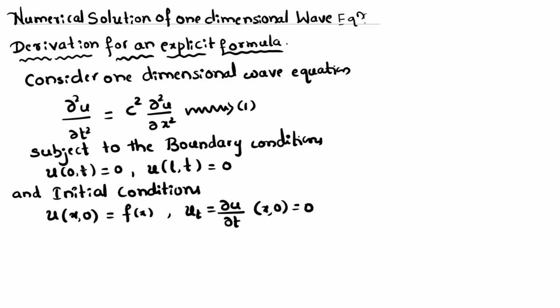For equation 1, we use the finite difference approximations, as we studied in the last class. These are for dou square u by dou t square and dou square u by dou x square. Again, the function is in two variables x and t. The standard formula we studied was for two variables x and y, so in place of y we have t here. That is the only difference.